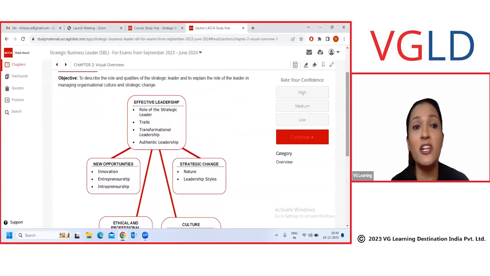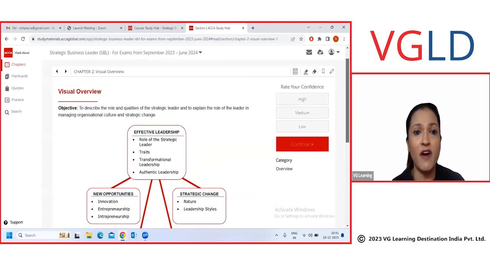Today, we are going to literally start off with the syllabus because yesterday's session was all about getting to know more about the subject itself, the exam, the ACCA pattern, the resources which are available for you to practice towards your SBL paper. So before I start off with the first chapter, which is talking about leadership, let me know if you have absolutely any queries so far.